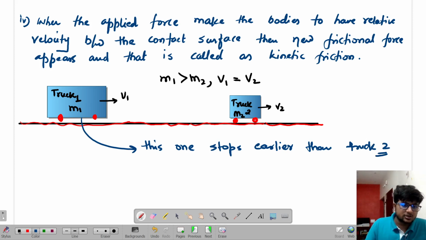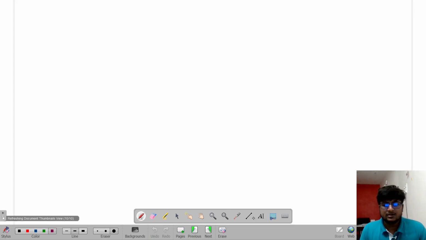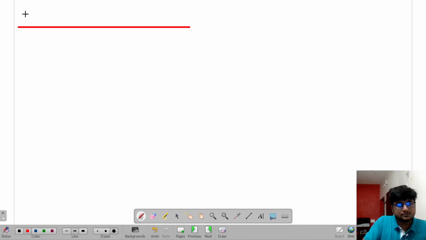Achha, if this one stops faster, does this mean that the friction is different on both of them or not? And is it dependent on weight or not? Means the opposing force F which is appearing over here is definitely dependent on the weight of the body once again. So this is why we gave the heading again as kinetic frictional force.